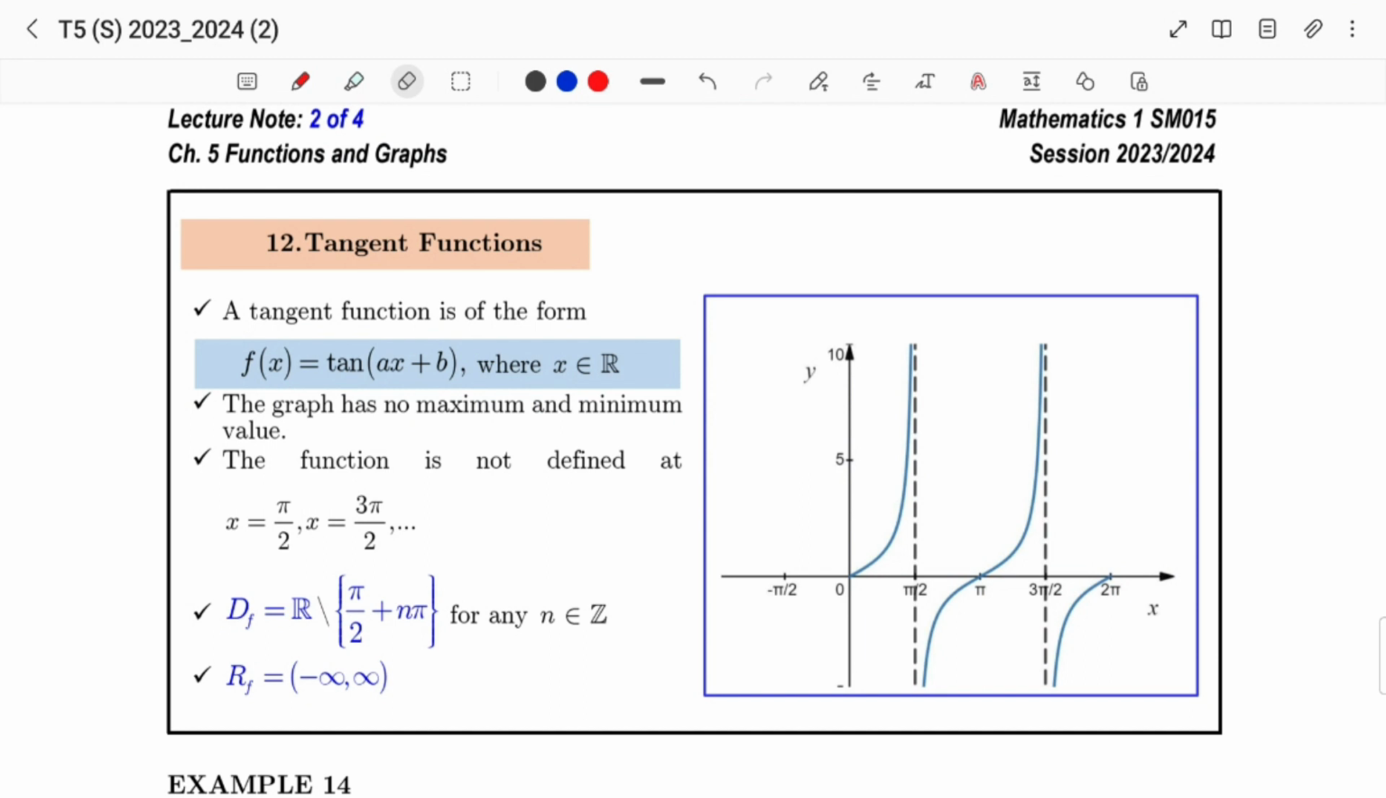Next, we are going to learn how to sketch a tangent function. A tangent function can be written in the form of f(x) equal to tan(ax + b), where x is a subset of all real numbers. The graph has no maximum and no minimum value. The function is not defined at x equal to pi over 2, x equals to 3 pi over 2, and so on. The value here is also known as asymptote.